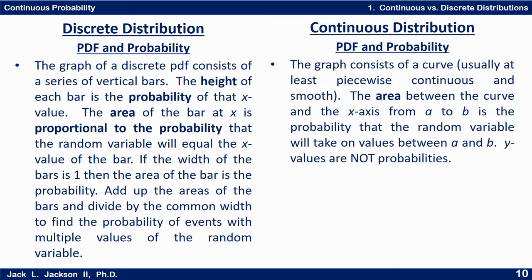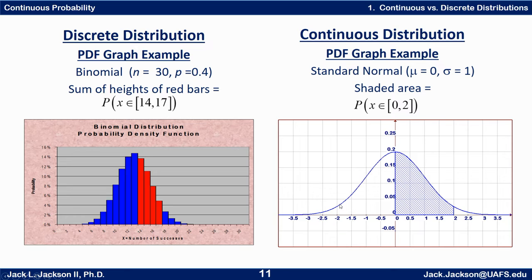So the PDF graph consists of a curve, and the area between that curve and the x-axis, so below the curve, above the x-axis, say between some x equals a and x equals b, is the probability that the random variable will take on values between a and b. Y values here are not probabilities. They just give us the graph. So let's put that into a picture here so you can kind of see what we're talking about.